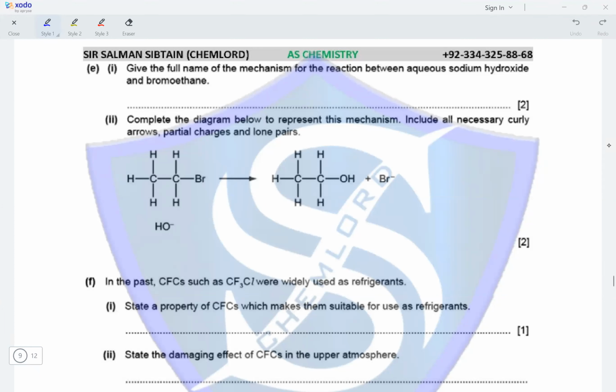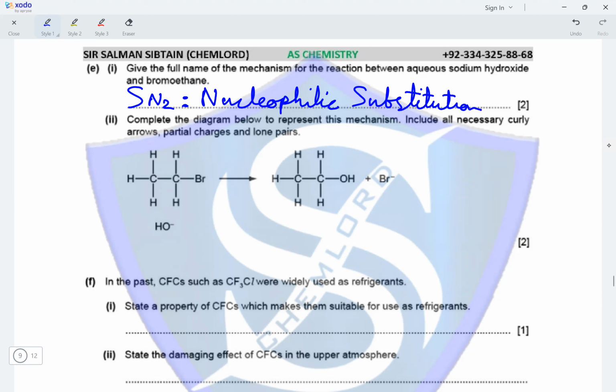Give the full name of the mechanism for the reaction between aqueous sodium hydroxide and bromoethane. Since bromoethane is a primary halogenoalkane, it will undergo the SN2 reaction mechanism, which is known as nucleophilic substitution. Complete the diagram below to represent this mechanism. Include all necessary curly arrows, partial charges, and lone pairs.